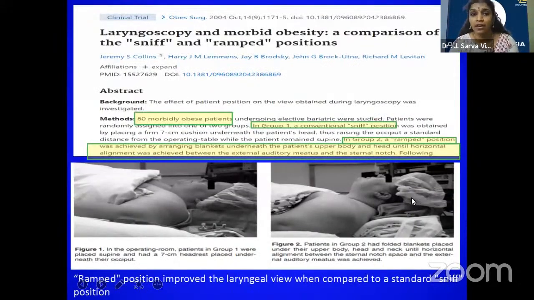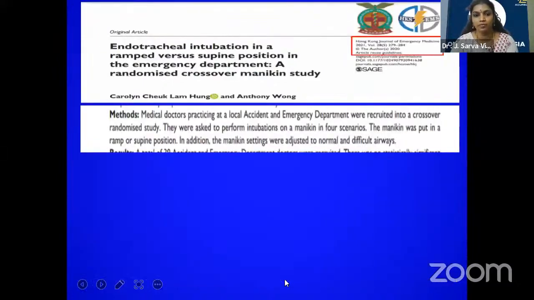And the first study regarding the ramped position was done by Collins. It was titled laryngoscopy and morbid obesity: a comparison of the sniff and ramp positions. Here he studied these outcomes in 60 morbidly obese patients, and he grouped them into two. In group one, they assumed a conventional sniff position. In group two, they were placed in the ramp position. The results were that the ramp position showed improved laryngeal view when compared to the standard sniff position. So this was the first study ever done comparing the ramp versus the sniffing position.